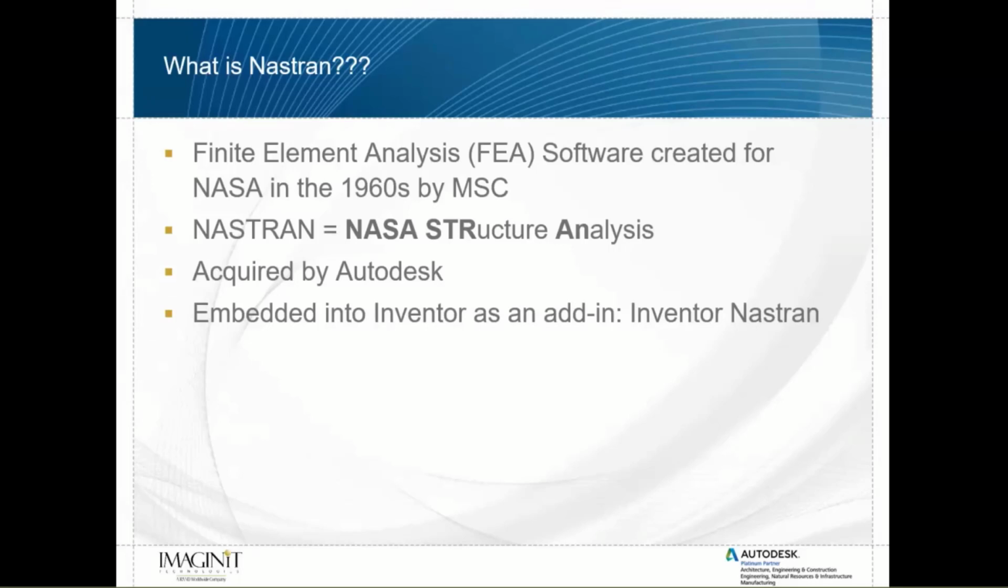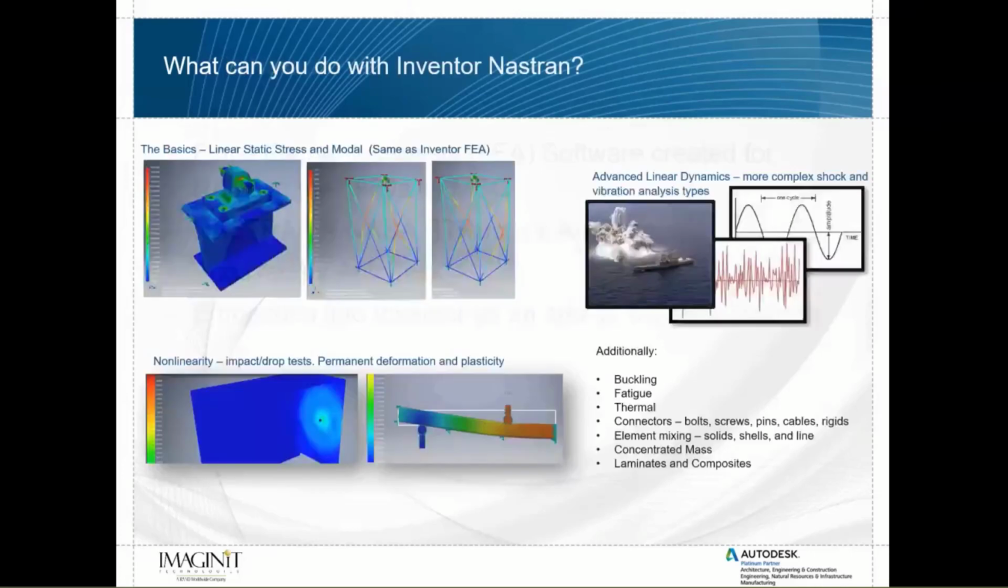Once you have Inventor Nastran installed, it will load directly into Inventor. You don't have to open up any other software. It will be available as soon as it has been downloaded. It has now been included in the Product Design and Manufacturing Collection. So if you have a subscription to that, you will have access to Nastran as well as other really great tools like Inventor HSM for machining. You can get AutoCAD. There are a lot of really great tools in that collection.